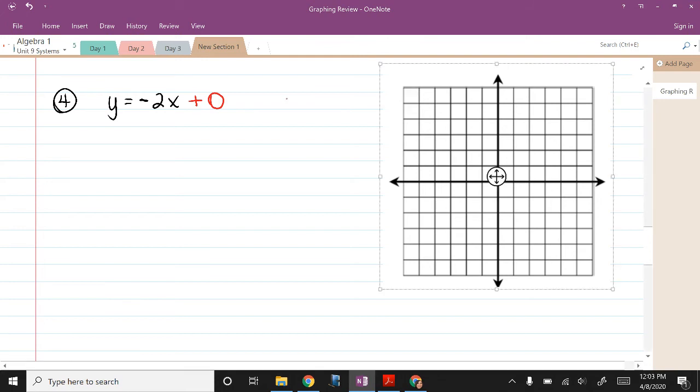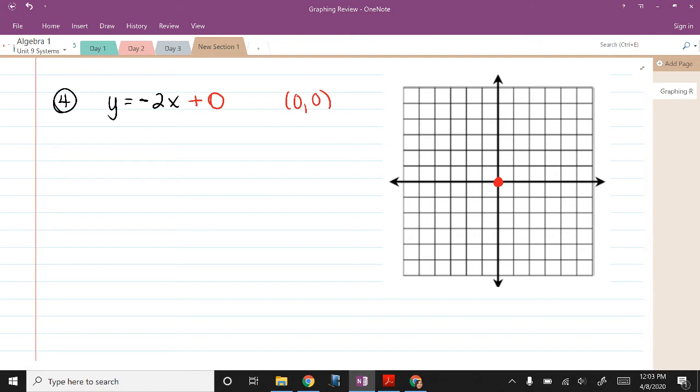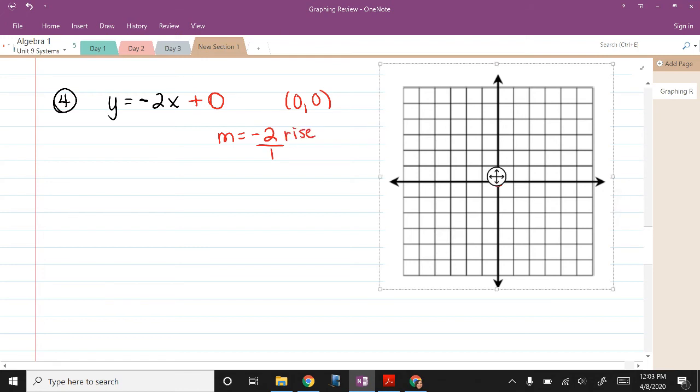So my y-intercept is at the point 0, 0, which is the origin. So the first point you graph on this graph would be at the origin. So if you don't have a b term, your b term is usually a 0 if there's an x there. So my slope is still the number in front of the x, which is going to be -2, and we know to put that over 1. So I'm going to start at my origin. My rise is -2. That means I'm going to go down 2.